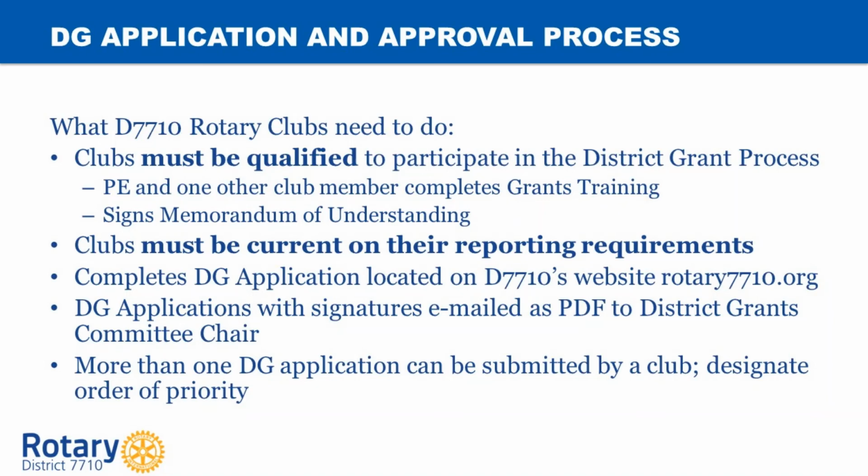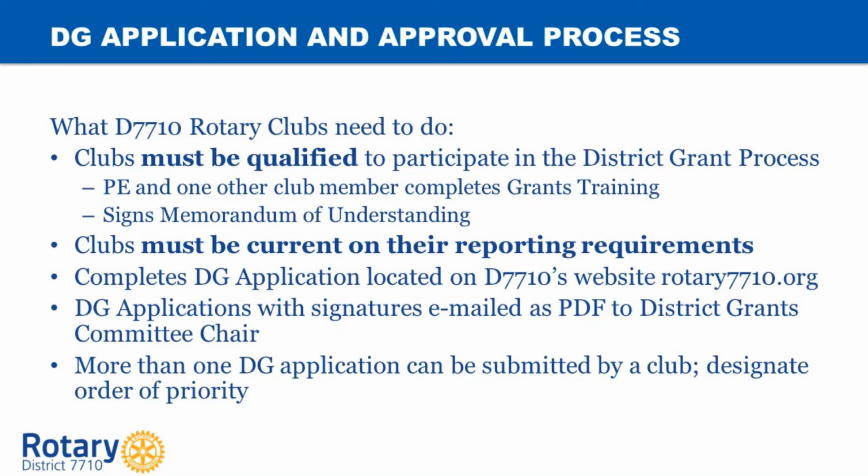You can submit district grant applications for your club by completing the application available on the district's website at rotary7710.org. Email the completed and signed applications to the committee chair, Mary Cam. Your club may submit applications for more than one project, but must number the applications in order of priority. Example: number 1, number 2, number 3, etc. The district will make every effort to fund all Priority 1 projects with available DDF.